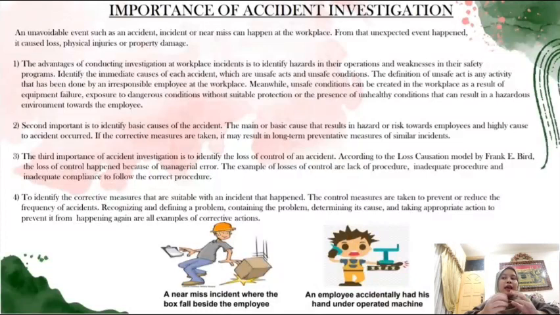After that, the second important thing is to identify the basic cause of the accident. The main or basic cause results in hazard or risk to an employee and highly causes accidents to occur. If there are corrective measures, it can result in long-term preventative measures against similar accidents. For example, the basic cause of accident is slips, trips, and falls.